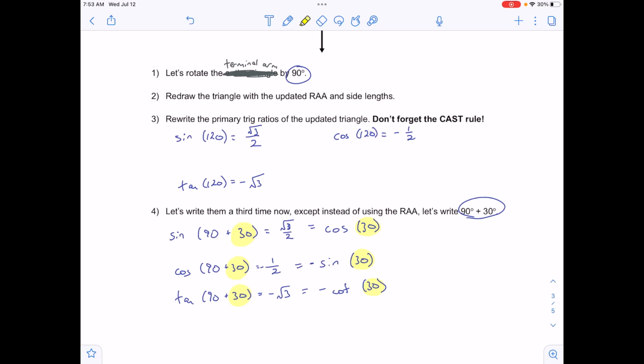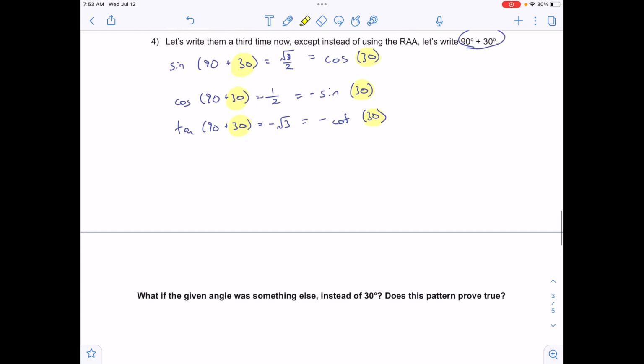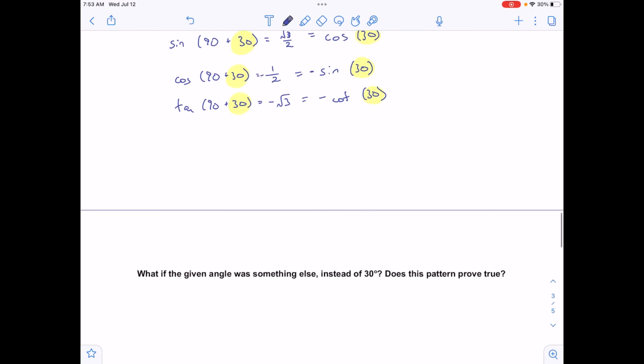Okay, so let's test it out now. If I were to be given an angle for something else instead of 30 degrees, does the pattern prove true? We're just going to do one test to confirm that this is right. So let's do sine of 90 plus 17. And in theory, that should match up with cosine of 17.